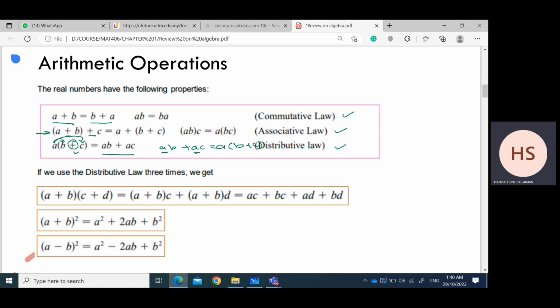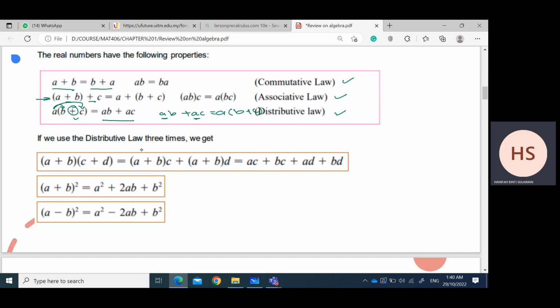So these are the three major laws which are commutative, associative, and distributive. Okay, so if we use the distributive law 3 times, we get this one, which is (A + B) times (C + D). It is equivalent with (A + B) times C, and then plus (A + B) times D. Okay, so we also have AC plus BC plus AD plus BD.